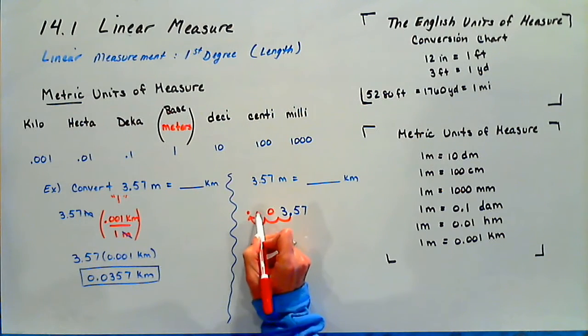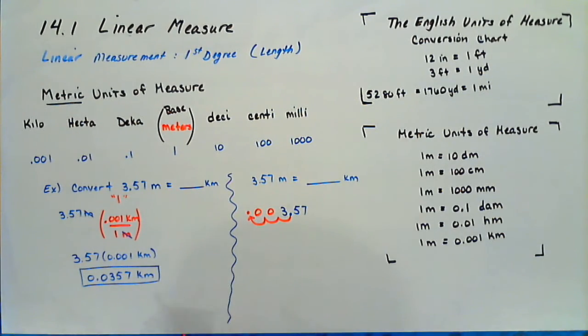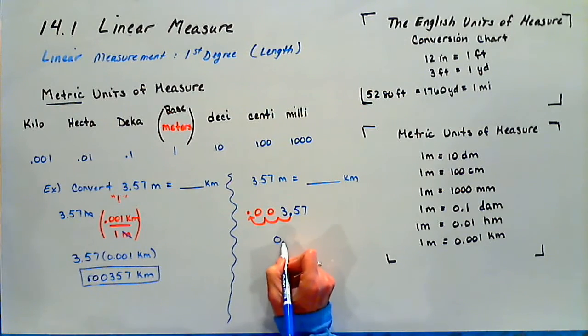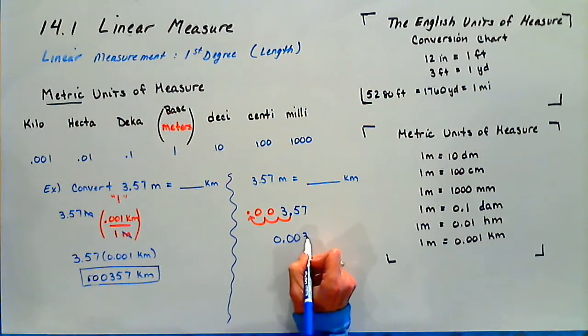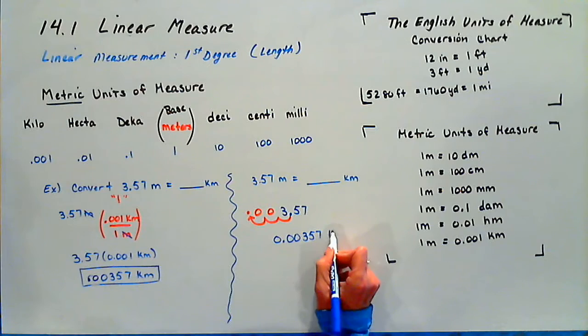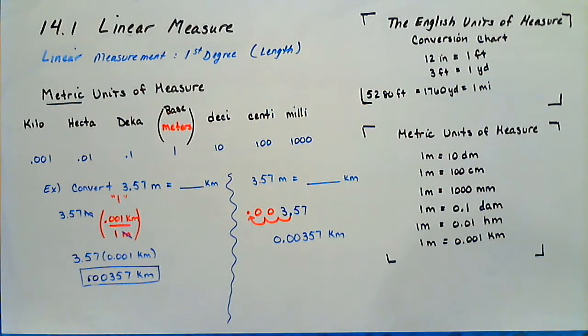Insert placeholders. And I must have, I think I multiplied wrong over here, didn't I? 1, 2, 3, I did. I so apologize for all of you sitting at home who grabbed your calculator. I apologize for that. I should get 0.00357 kilometers.